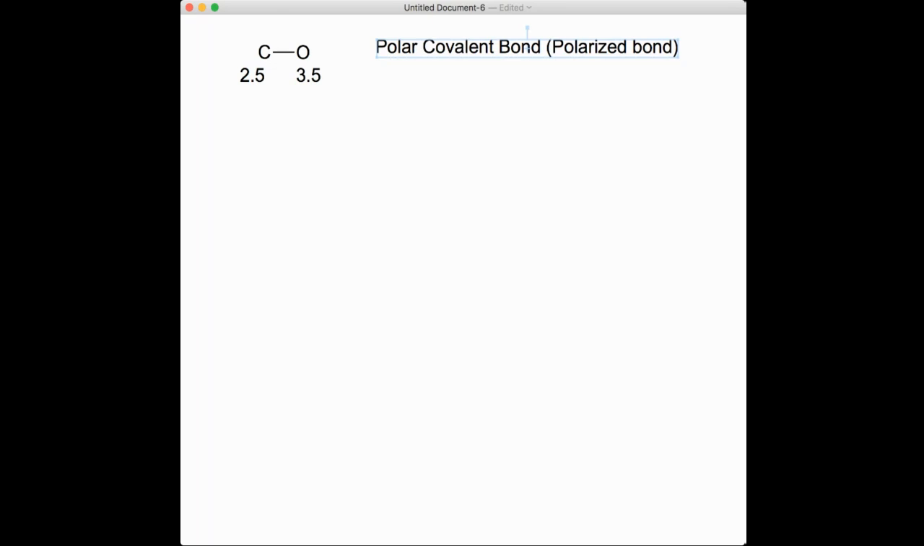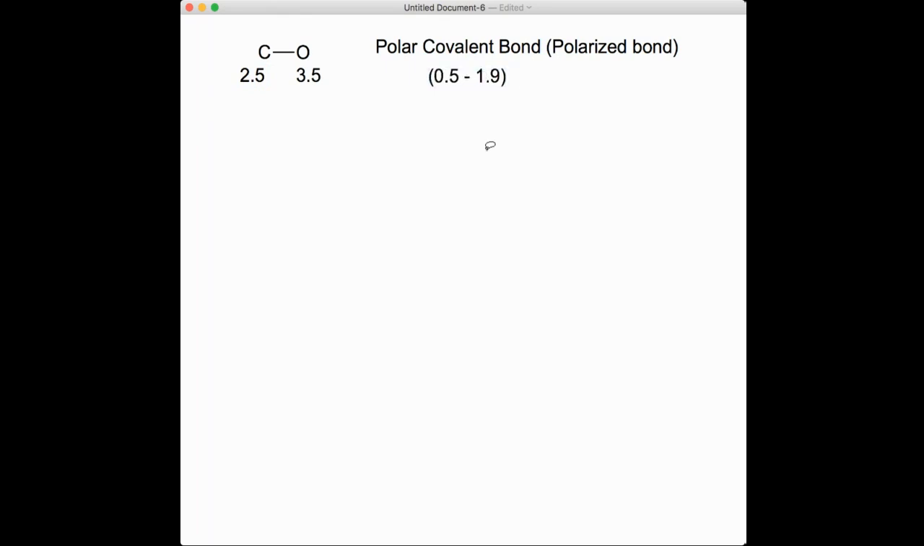So when do we have a polar covalent bond? When the difference in electronegativity is between 0.5 and 1.9, okay? Somebody was asking me, what if I have a difference of 1.8? If you have a difference of 1.8, it's still a polar covalent bond, but it's going to have a very high ionic character.